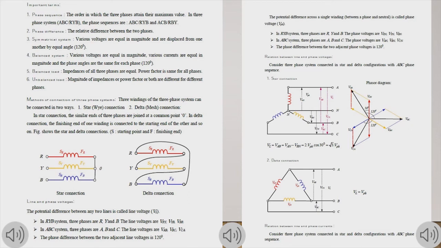The potential difference across a single winding between a phase and the neutral is called the phase voltage VPH. In the RYB system, the phase voltages are VRN, VYN, and VBN. In the ABC system, the phase voltages are VAN, VBN, VCN. The phase difference between the two adjacent phase voltages is 120 degrees.